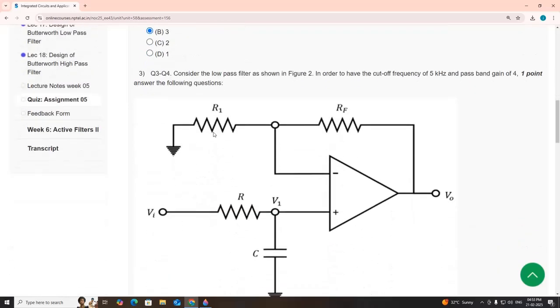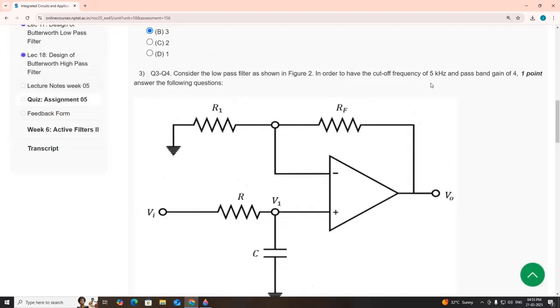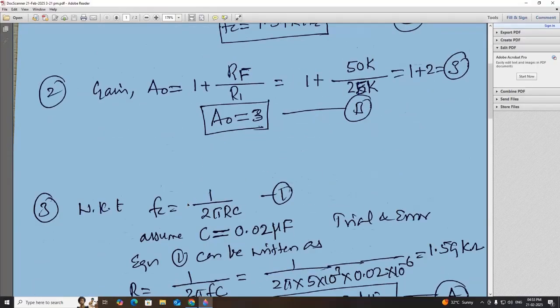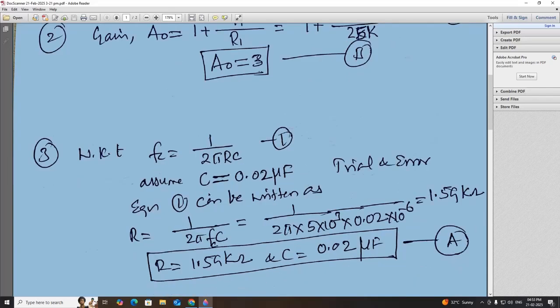Third one. Again this is a first order low pass filter. They are asking for R and C values, and they have given the cutoff frequency. We know the relationship between cutoff frequency and R and C value. This is equation 1, and we assume C equal to 0.02. This is a trial and error method, so I am assuming C equal to 0.02 microfarad.